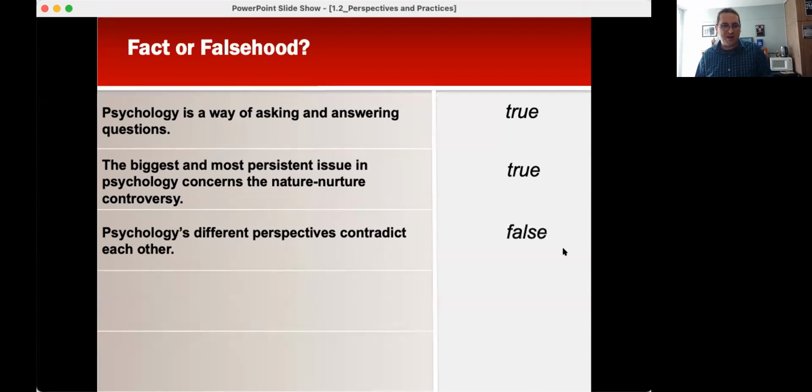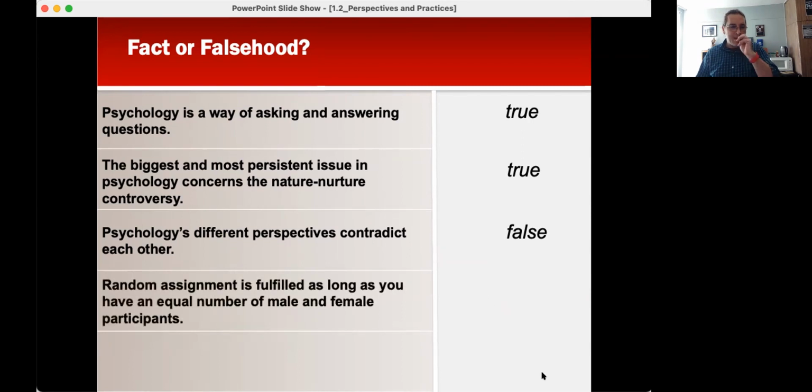And I'll explain why when we get into this, but the perspectives don't necessarily contradict. We'll talk about the evolutionary perspective, the biological perspective, and the psychosocial perspective, but all of them are just different ways of explaining behaviors and thoughts and moods and personalities. So while they may be different, they don't necessarily contradict each other, or there's not one that's right over the other. And again, we'll get into those as we go through this lesson.